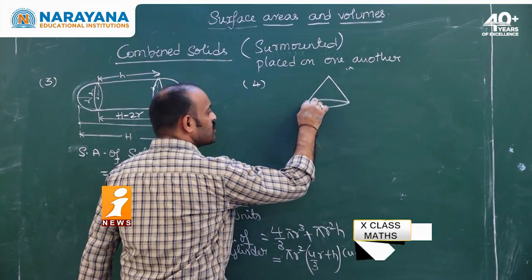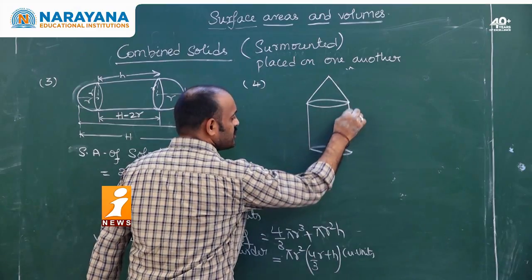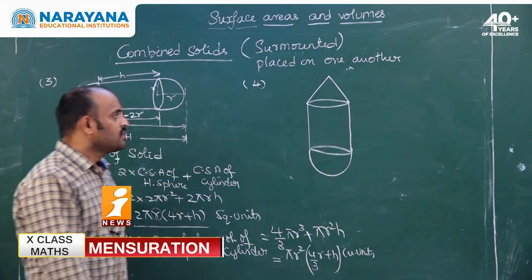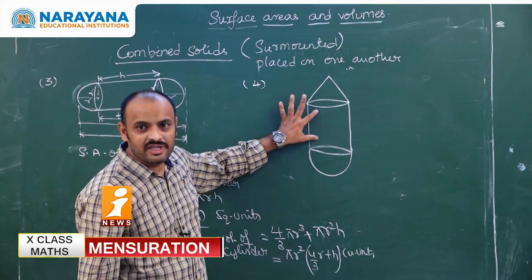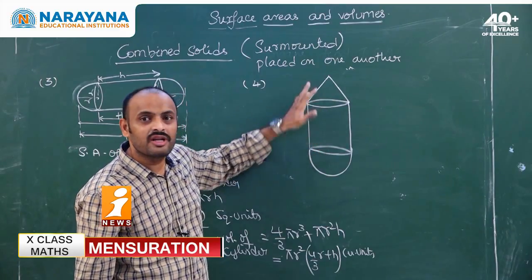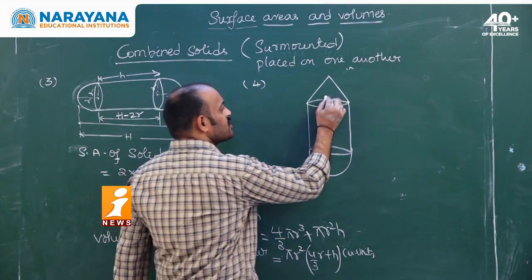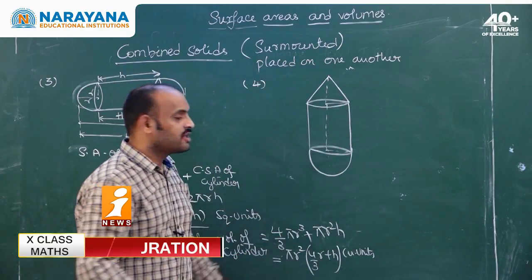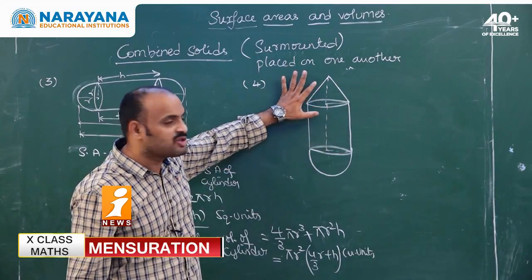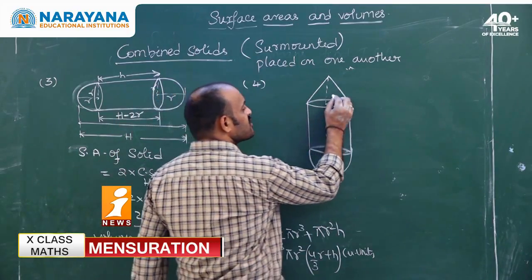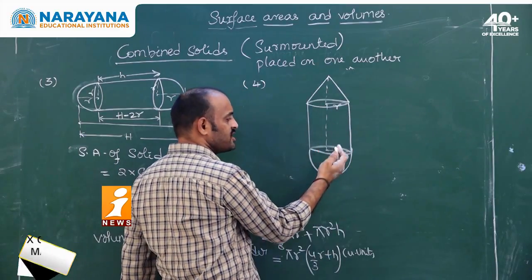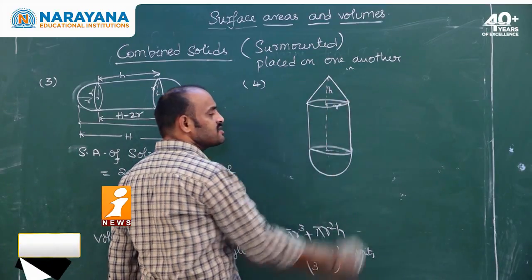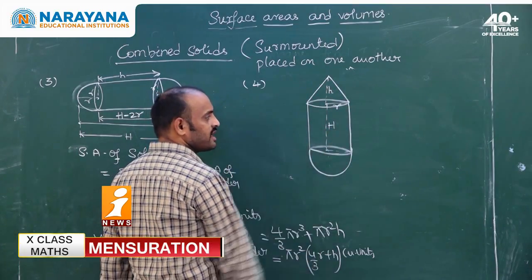Rocket. A cone with a cylinder with a hemisphere. A cylinder is attached with a cone and a hemisphere on either end. See here, in all these questions the radii of their bases are the same. That's why we are able to draw the figures like this. So the radius of the cone, the cylinder and the hemisphere are the same, which is nothing but r. The height of the cone is h. The height of the cylinder is capital H.